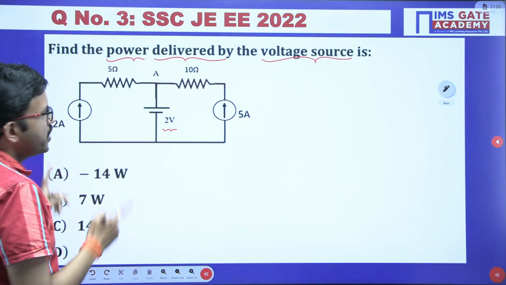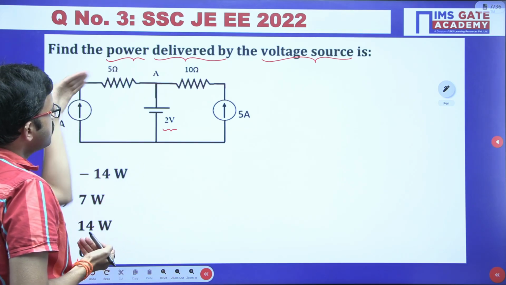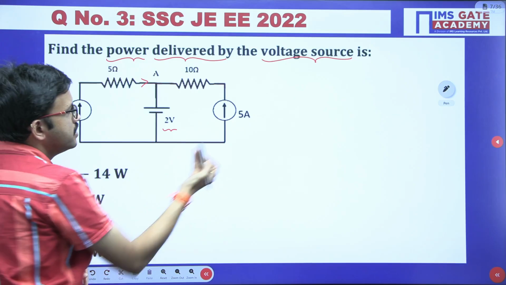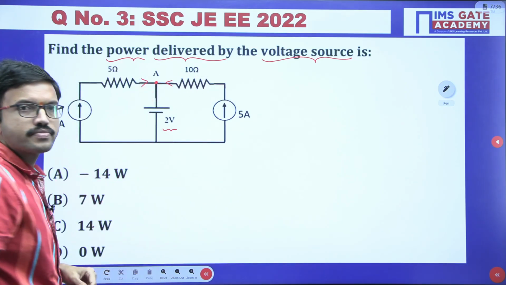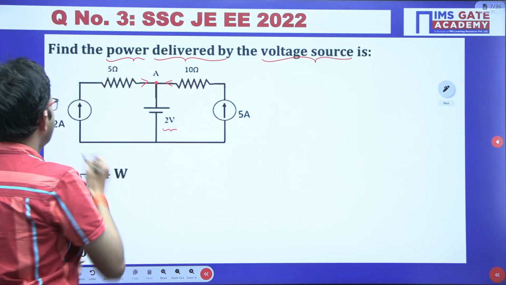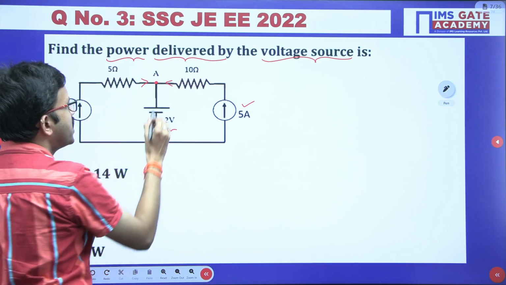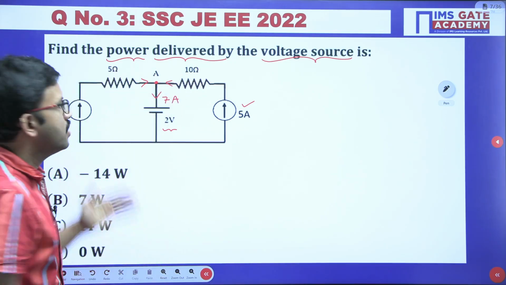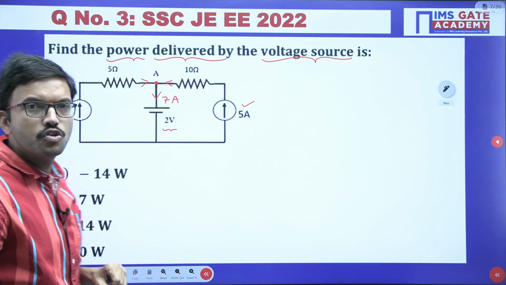Here you can observe that in this branch 2 ampere current is coming, and in this branch 5 ampere current is coming to this particular node. Together, 7 ampere is coming, so that entire 7 ampere should leave like this. If 7 ampere current is coming to this node, together 7 ampere can go like this.